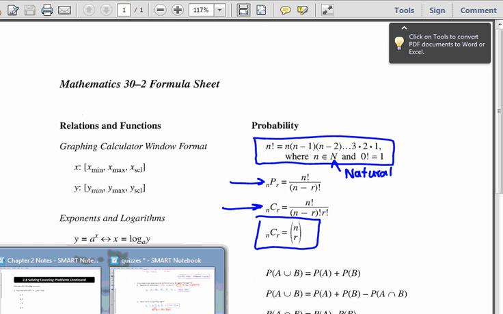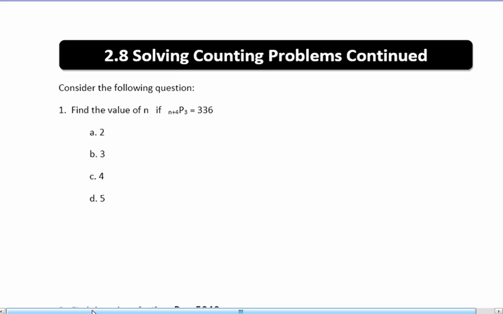Okay? So on 2.8, if you have a multiple choice type question, how might you solve this one? It says find the value of n if n plus 4 pick 3 equals 336. Well, really quickly, we know you can't pick more objects than you have, right? So n would have to be greater than or equal to what number? Well, let's put it this way. n plus 4 has to be greater than or equal to 3. Would you agree with that?